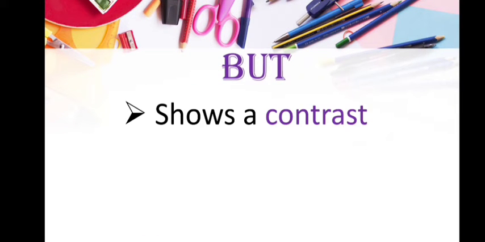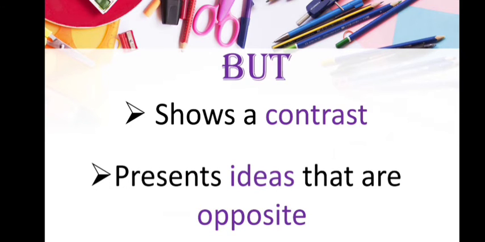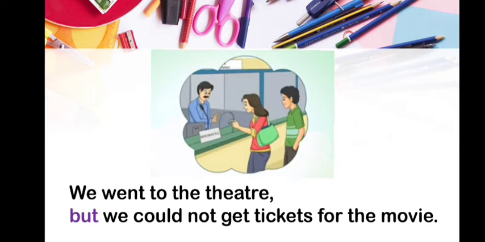The next conjunction is but, which is used to show a contrast. It presents ideas that are opposite. Example is we went to the theater but we could not get tickets for the movie. As you can see here, the two sentences show the contrast between each other, because the first sentence is we went to the theater and the second sentence is we could not get tickets for the movie. That's why we have joined these sentences with the help of but.